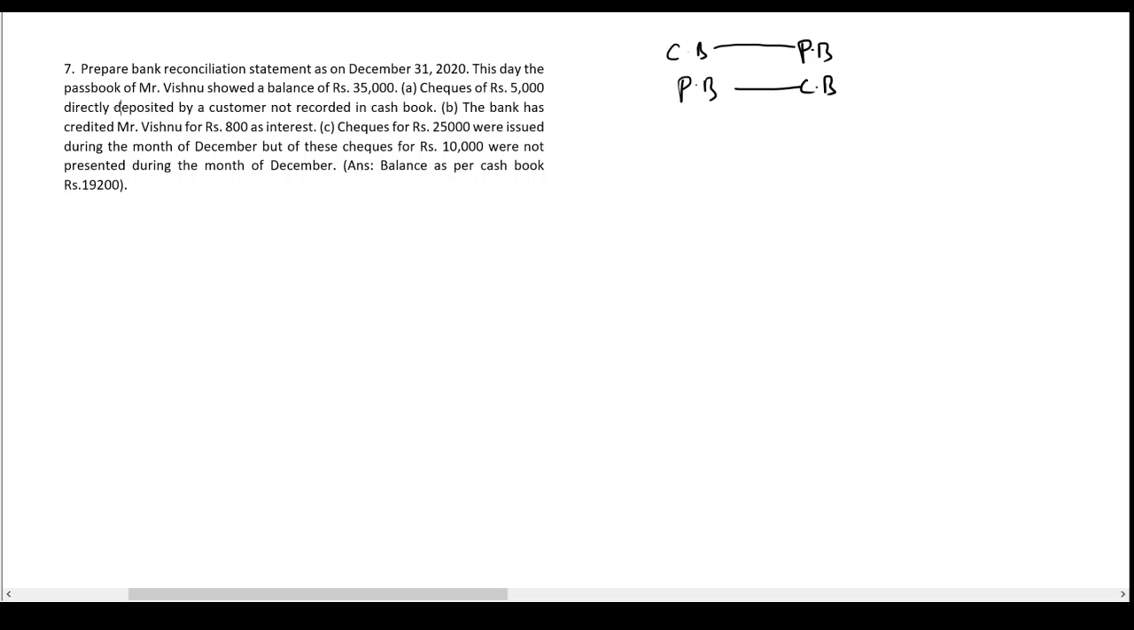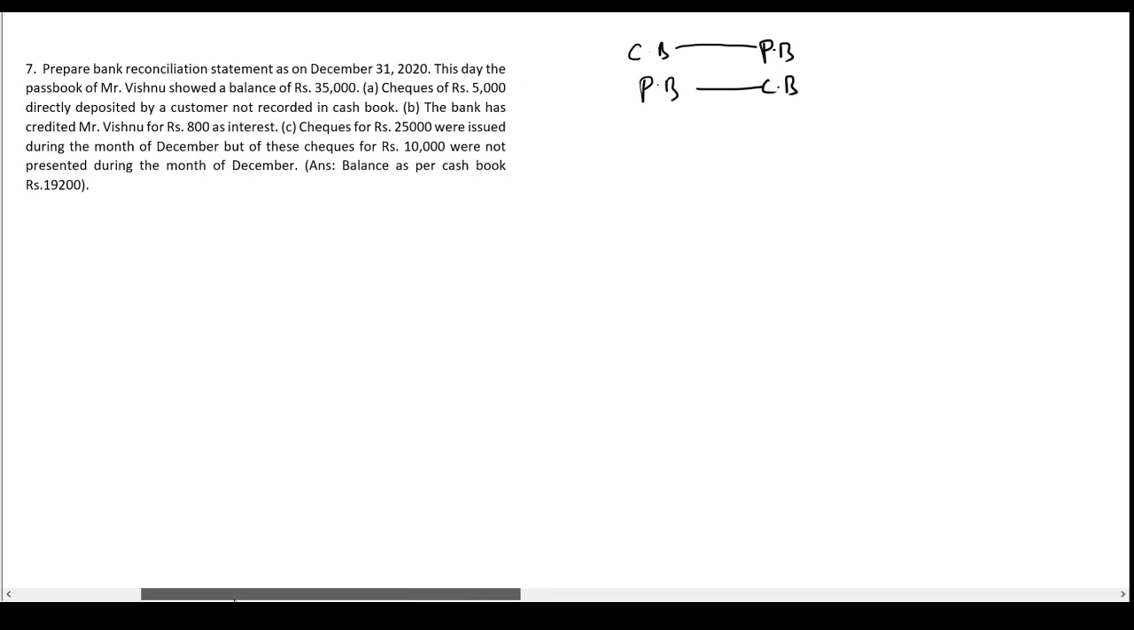Okay. We have a problem here. Prepare a bank reconciliation statement on 31st December 20. On this day, the passbook of Mr. Vishnu showed a balance of 35,000. Checks of rupees 5,000 directly deposited by customer not recorded in the cash book. Bank has credited Mr. Vishnu for rupees 800 as interest. Checks for rupees 25,000 were issued during the month of December, but out of these checks, 10,000 were not presented for payment during the month of December, and we are given the balance as per the cash book.